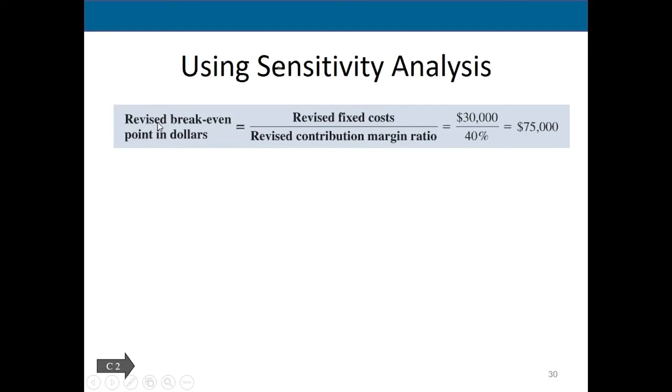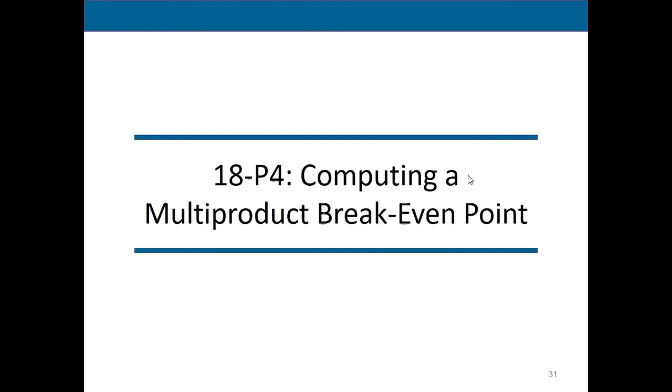Basically, if we wanted to do a revised break-even point in dollars, we would take a revised fixed cost and a revised contribution margin ratio. Sensitivity analysis is another way of saying what if. What if this happens? What if fixed cost goes up? What if our contribution margin changes? What's it going to look like? What do we have to do?